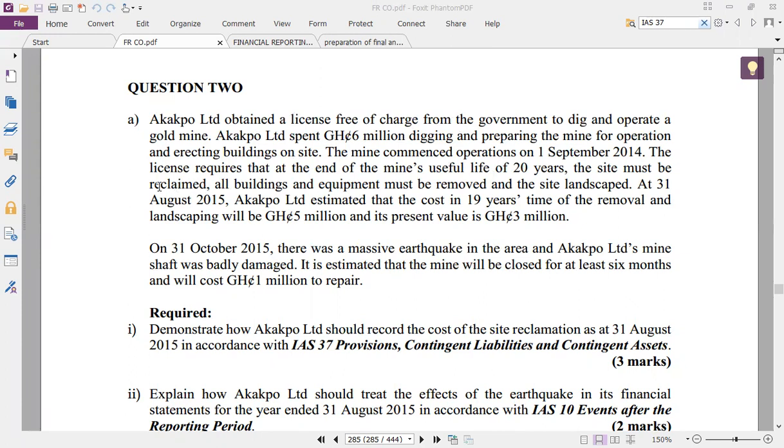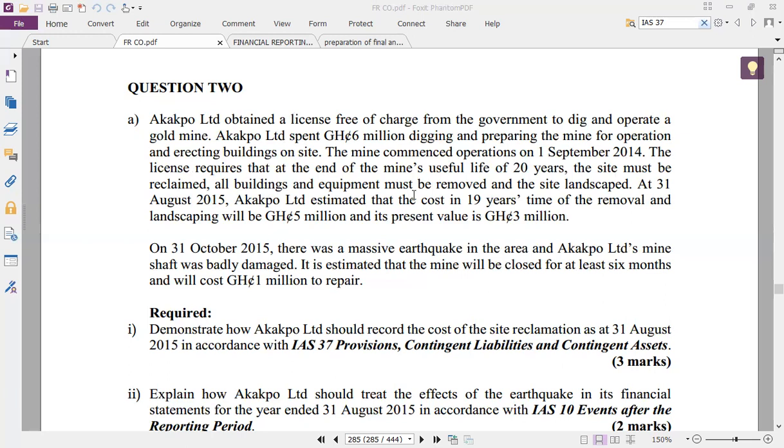Reclaim means restore. The site must be restored. Any hole, any pit you dig, make sure that you cover them. Make sure that you restore the land back to its original position. And this is a clear example of site restoration cost or dismantling cost. There's a full video on this, and then you are fine. If I've gone through that one, that means you'll probably be able to do this. Let's see.